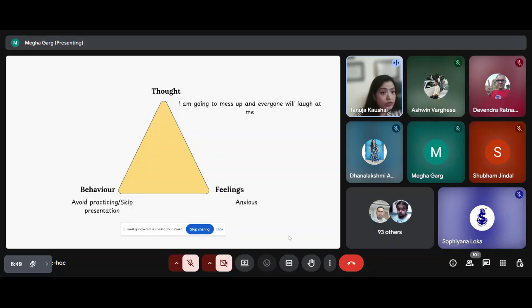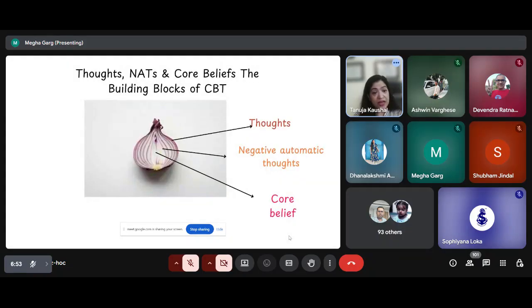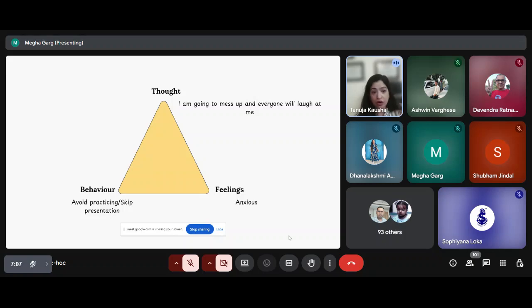In CBT, what do we learn? What do we do in CBT? We learn to spot the negative thoughts and we challenge them. So instead of thinking I'll mess it up, we'll try to think, okay, I've prepared well and I can try and do my best. Now, this new thought helps you feel calmer, more in control, more confident, and you're likely to practice and then do well.